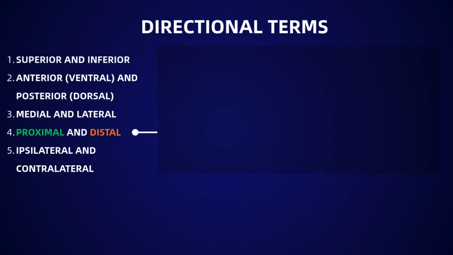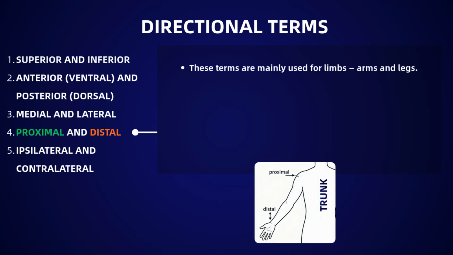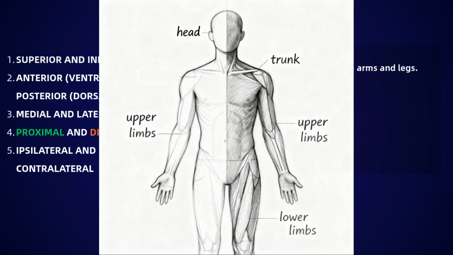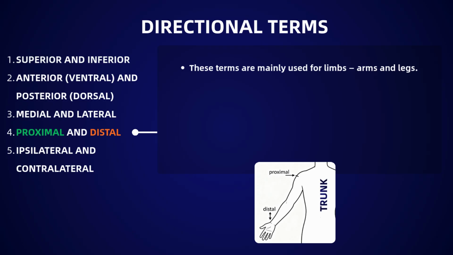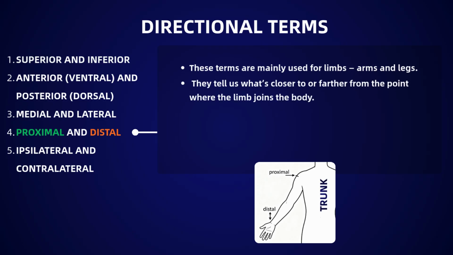Now let's discuss the terms proximal and distal. These terms are mainly used for limbs, arms and legs. We know our body is divided into different sections. One such description is the body is divided into upper limbs, lower limbs, trunk, which is also called torso, and the head. Let's focus on the limbs. Proximal and distal are commonly used to describe limbs. They tell us what's closer to or away from the point where the limb joins the body.